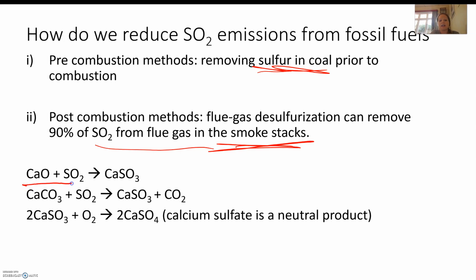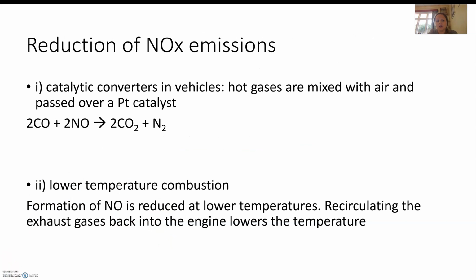So for instance, they react calcium oxide with SO2 to produce calcium sulfite, and then that reacts further with oxygen until you get calcium sulfate. These are a series of reactions, which produce a neutral product. So this is quite a cool technique, and we do this at Glenbrook Steel Mill. They use this post-combustion method to remove SO2 afterwards. So they do a series of reactions to produce neutral products. So really cool.